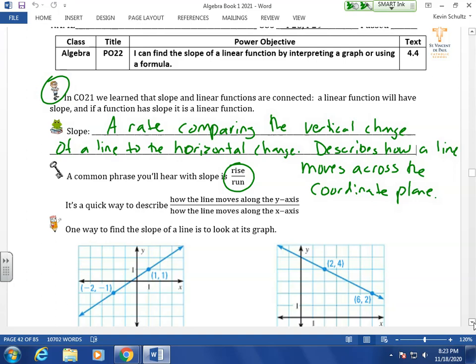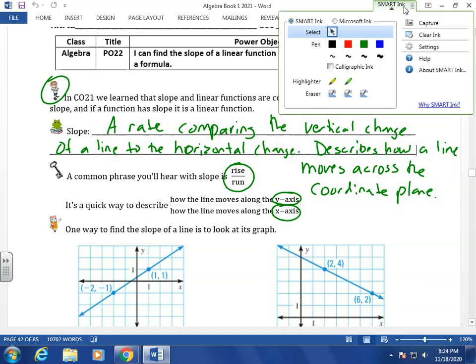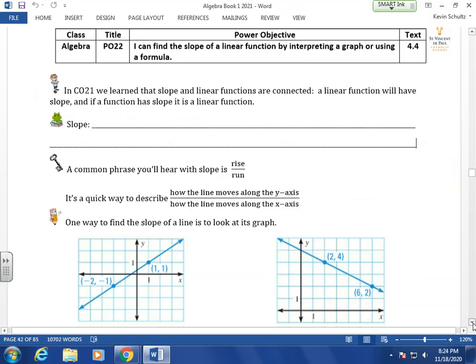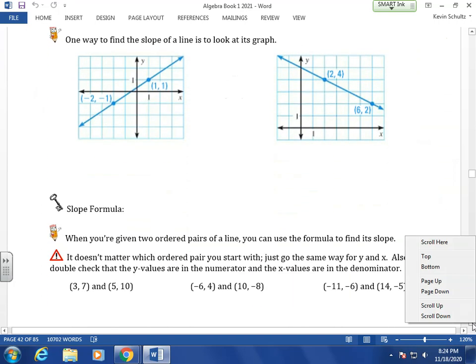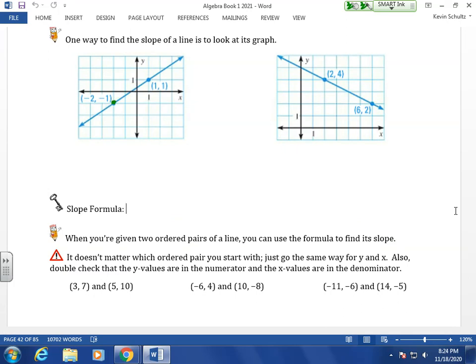Essentially, it's describing how the line moves across the y-axis, that vertical change, compared to how it moves along the x-axis, that horizontal change. So let me show you what I mean here. Given a graph, it's easier to see slope when you've got the line graphed. But how does this line move across the coordinate plane? How do I get from the point -2, -1 to the point 1, 1?